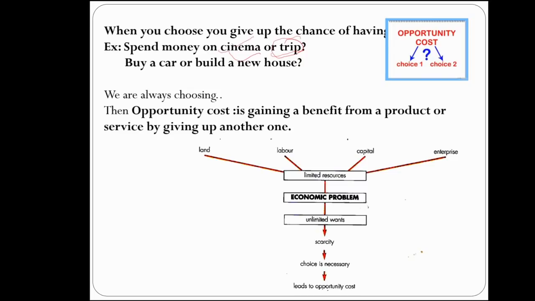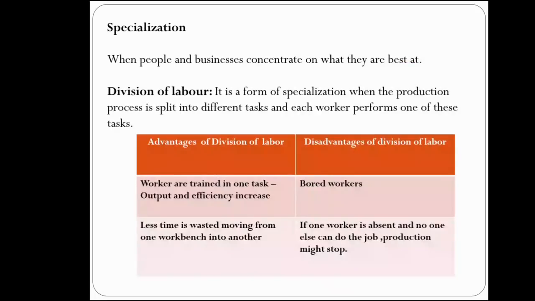This is opportunity cost. So now we know the economic problem and we know the opportunity cost. One of the most important topics in chapter 1, and it's new from 2015, is specialization. It's very easy to understand. When I say specialization, if you are specialized in something, that means you are the best in something. So the doctor is the best because he's a doctor, he's specialized. The lawyer, the same. The teacher is specialized. For example, if I teach business, I am specialized in teaching this subject. When people and businesses concentrate on what they are good at, then I can say this is specialization.